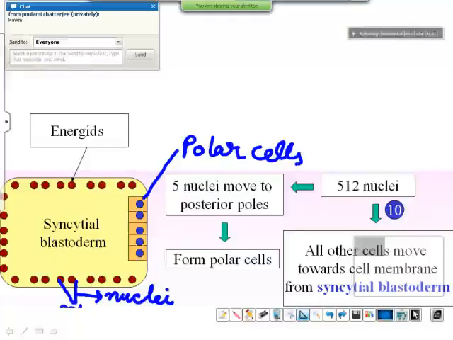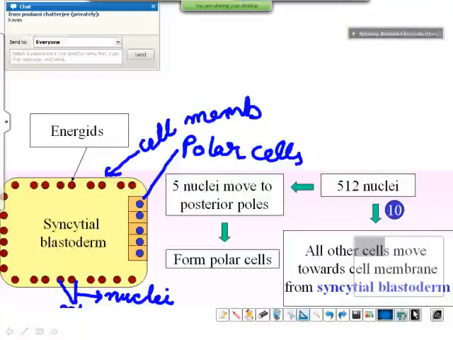You are seeing a layer of cells that will be formed later, not right now. You are seeing a layer of nuclei, which is present near the cell membrane. This is nothing but the cell membrane. I'm just writing MEMB. The nuclei have migrated towards the cell membrane, and they have formed a layer.